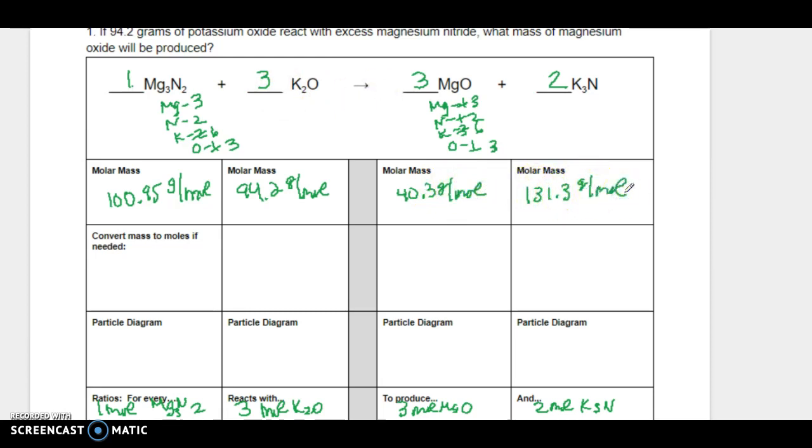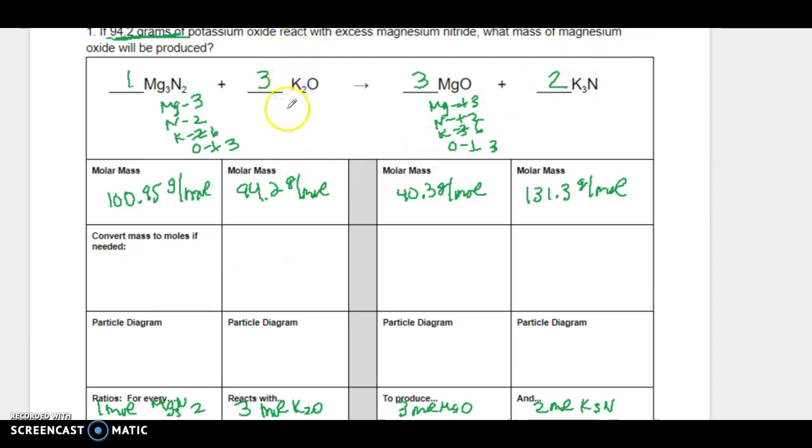All right, now here's the new step. Convert mass to moles if needed, okay? Because in order to do the BCA table, we have to have moles, okay? And we don't know yet what we have. We only know we have 94.2 grams of potassium oxide, okay?